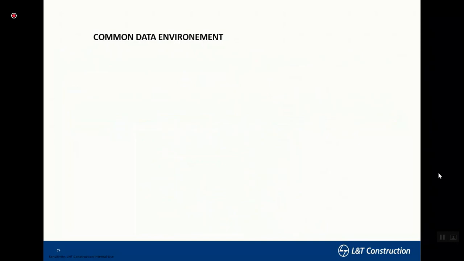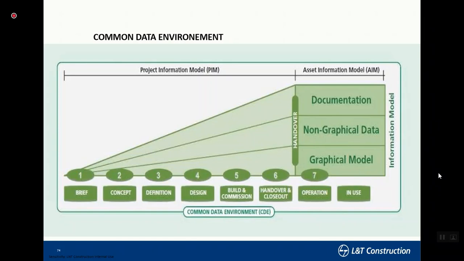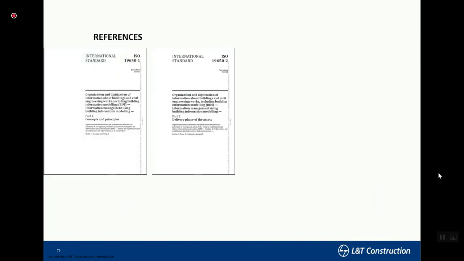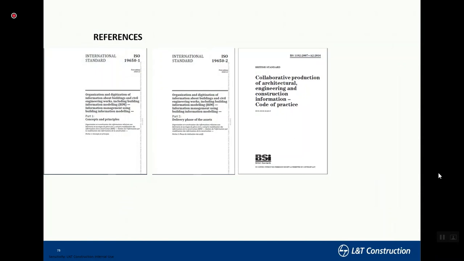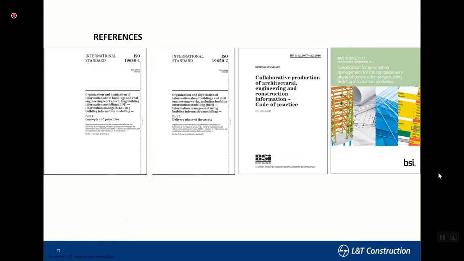So this is the definition of CDE. Keeping time in view, I don't want to get too much into it, but basically it runs on the ISO 19650 process, and right from the brief through operation and maintenance of the life cycle, you should ideally have your data in only one place, and that is the common data environment. This is based on the main references of ISO 19651, ISO 19652, BS 1192 2000 A2 and PAS 1192. These are the main references for working on a common data environment.